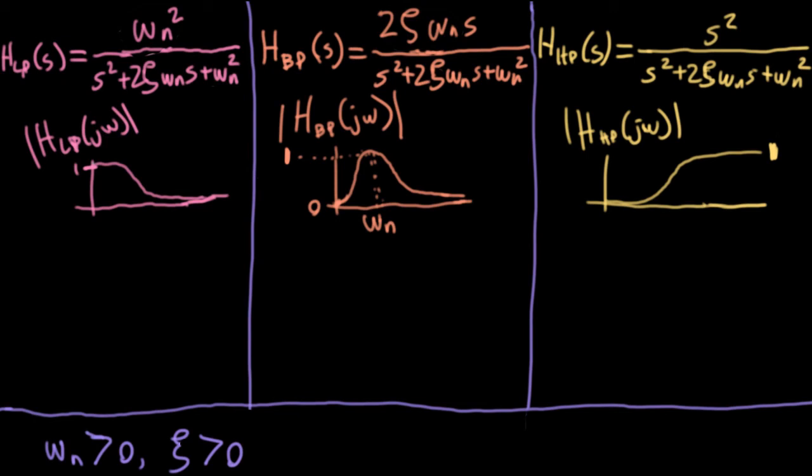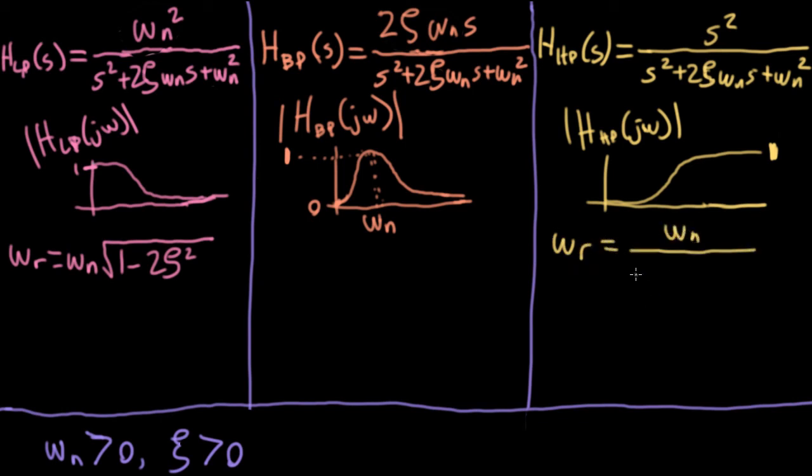Anyway, so you might be wondering, where do those resonant peaks appear? It's different for the high-pass and low-pass filter, obviously. For the low-pass case, the resonant peak, which I'm going to indicate with a little subscript R here, is at the natural frequency times the square root of 1 minus 2 zeta squared. For the high-pass filter, the resonant frequency is at omega n divided by the square root of 1 minus 2 zeta squared.